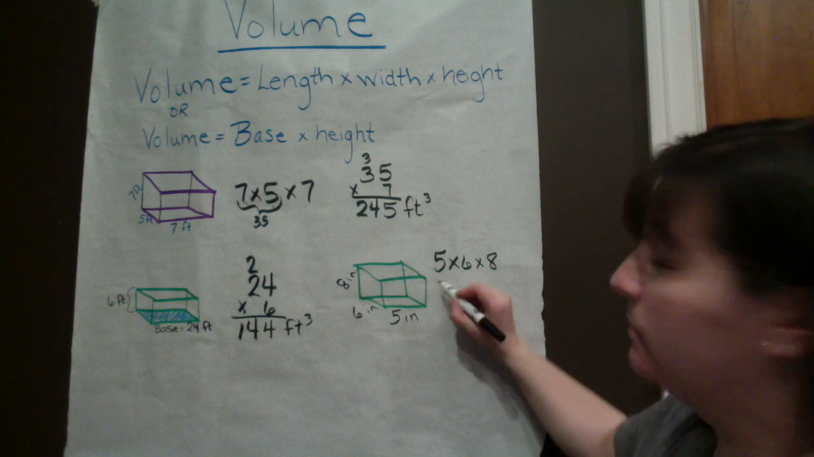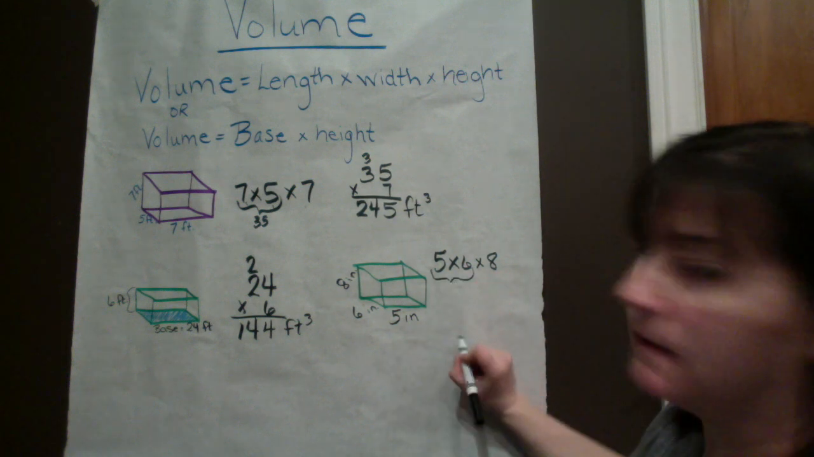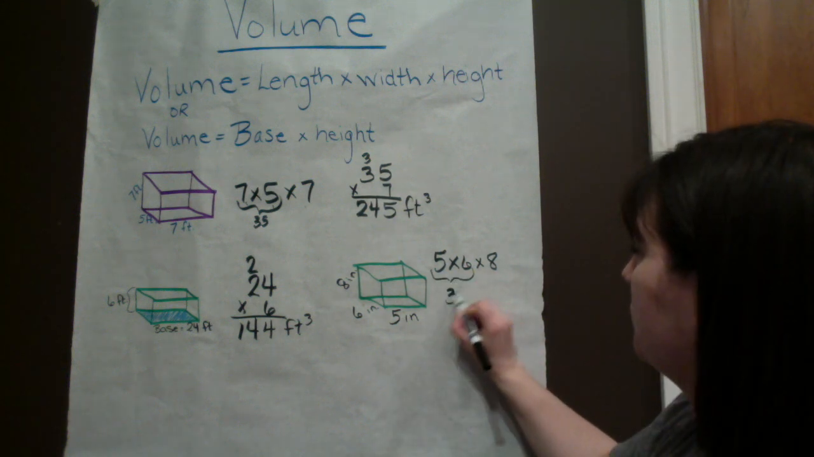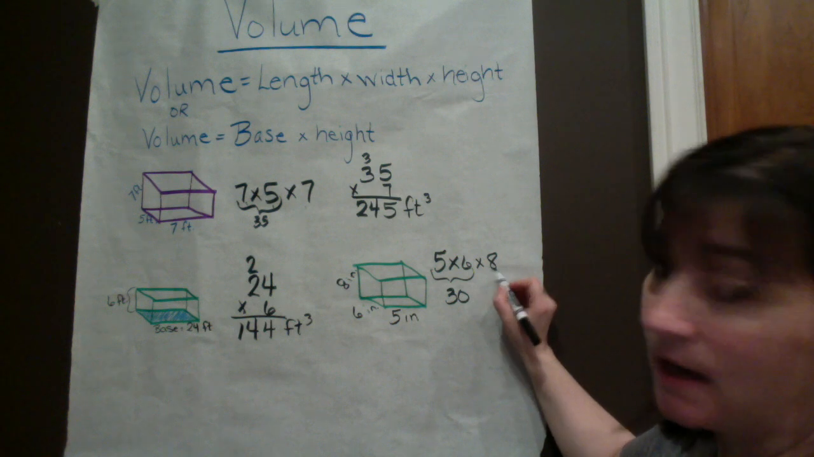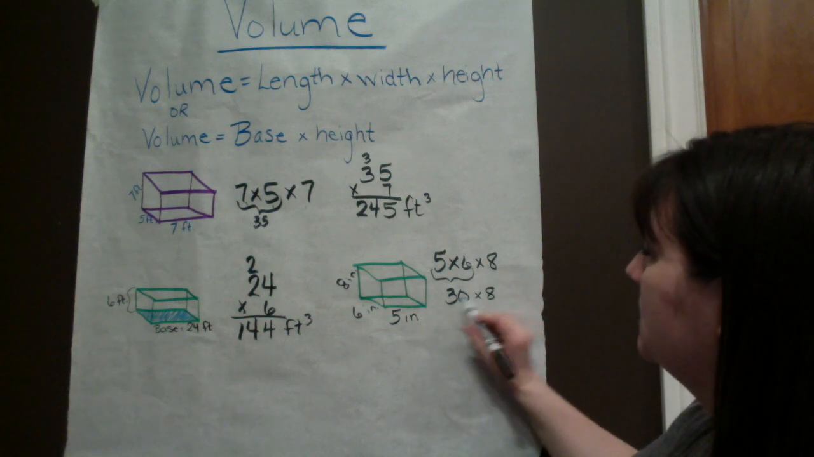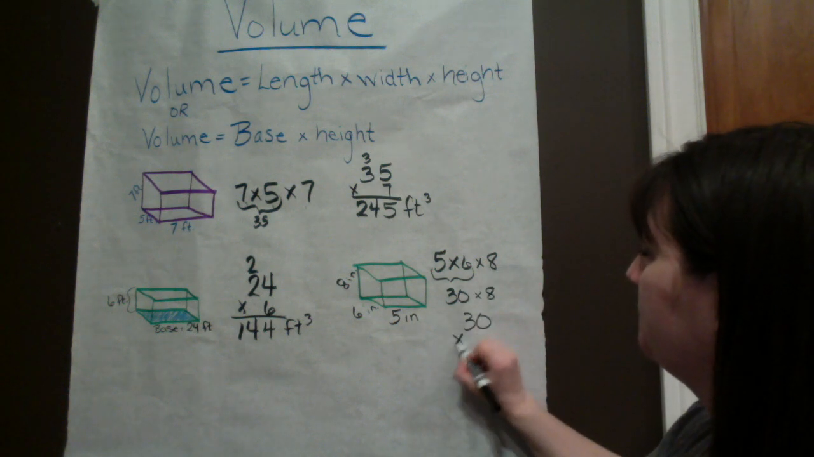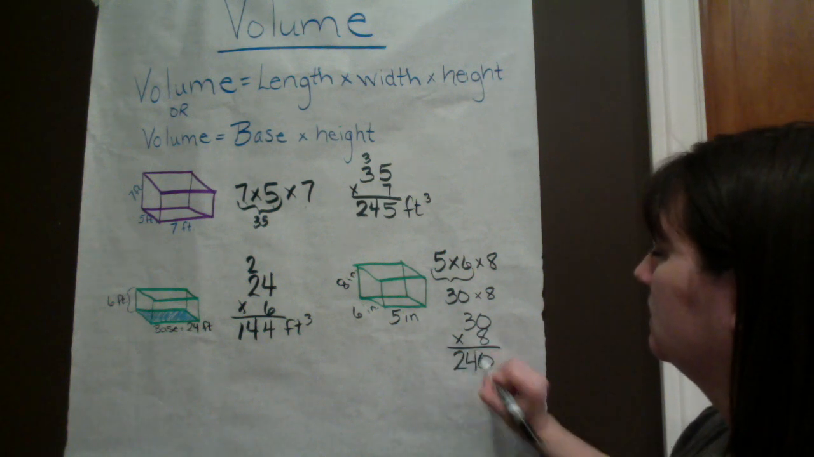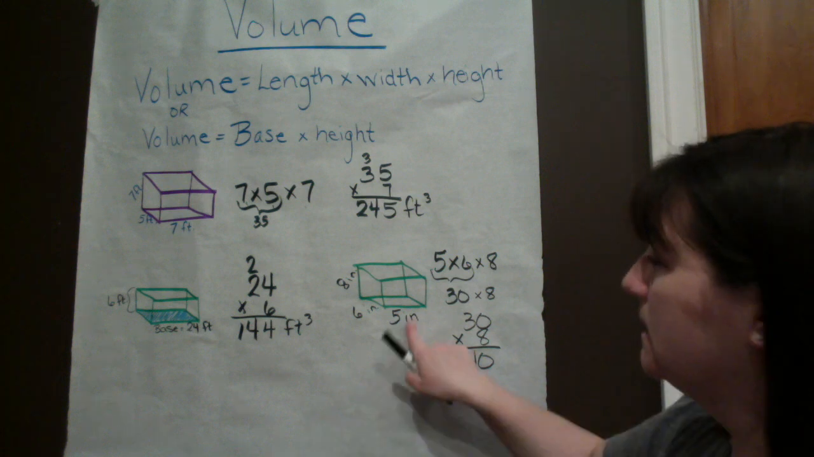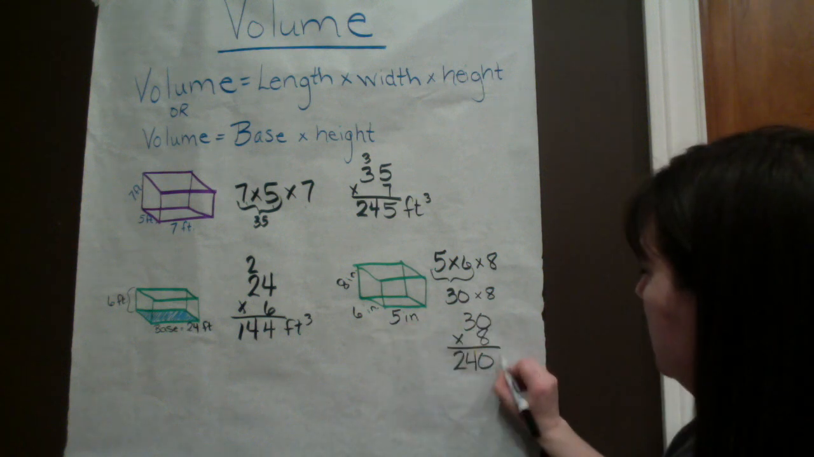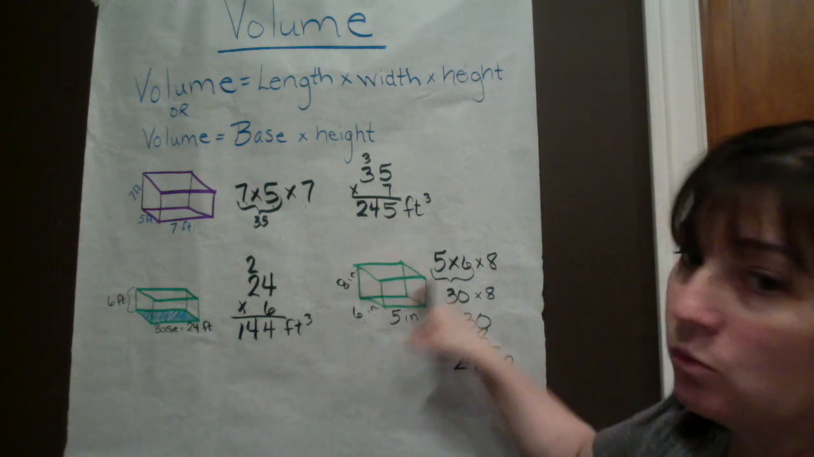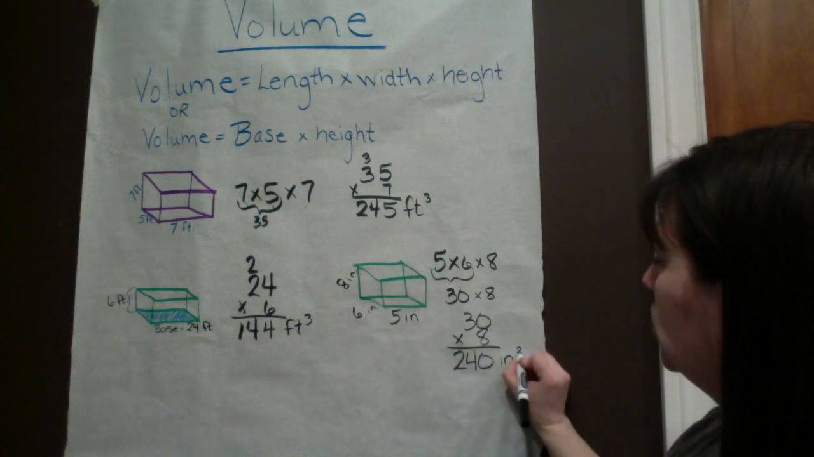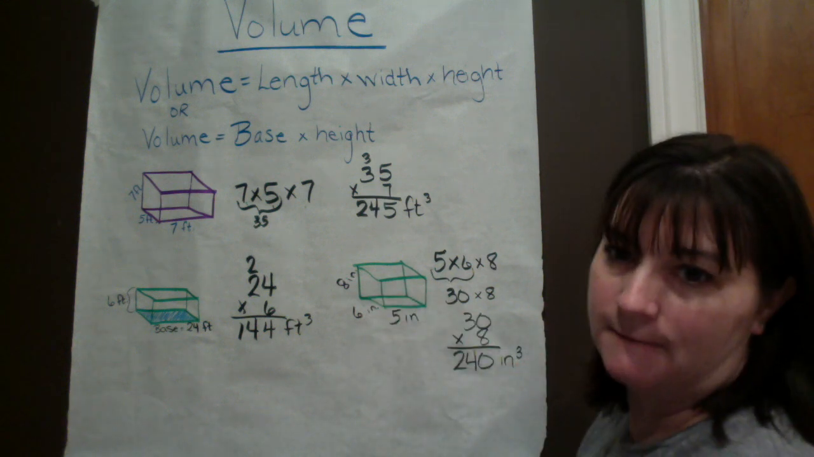Okay, so 5 times 6, that's 30. And then I have to take that times my height. So 30 times 8 is 240. My label was inches. It's a 3D shape, so it's going to be cubic inches. Okay.